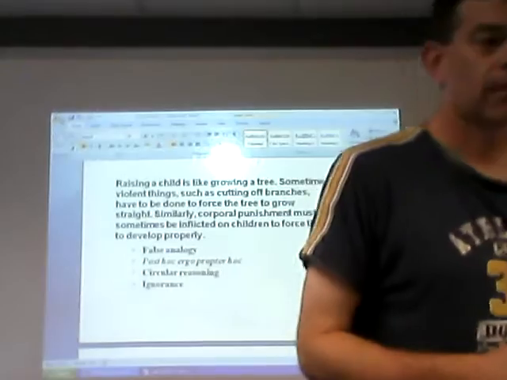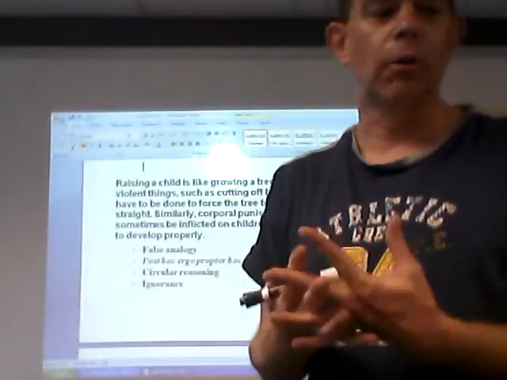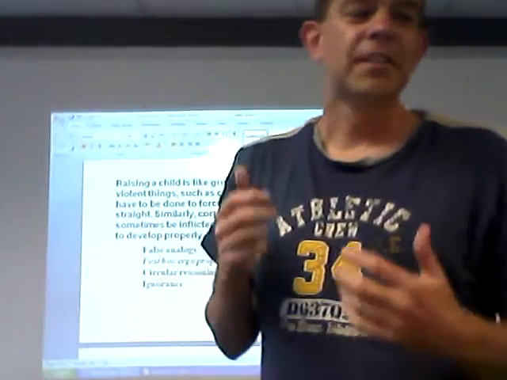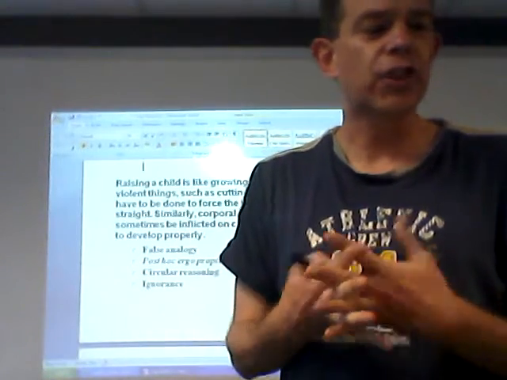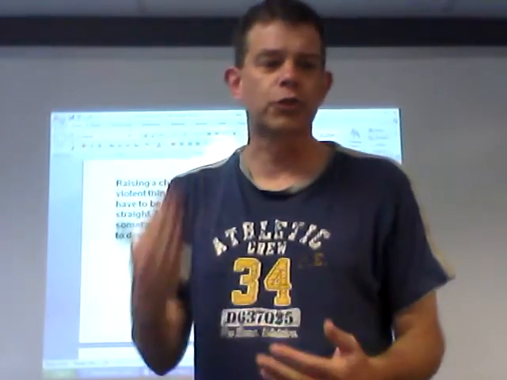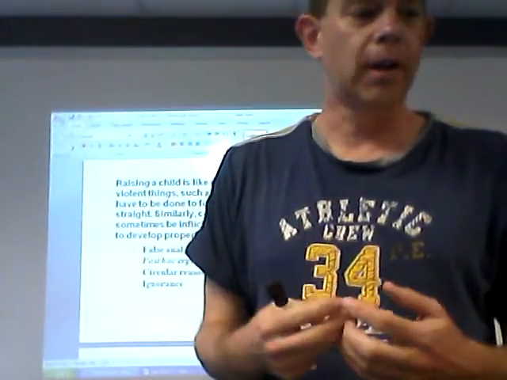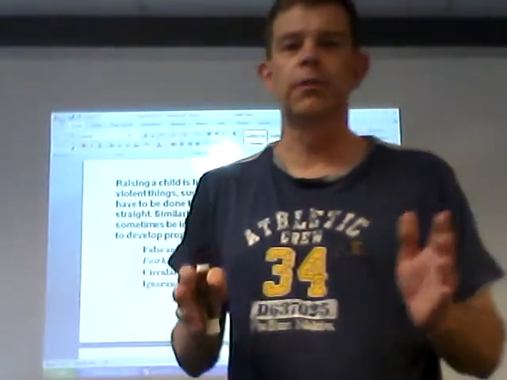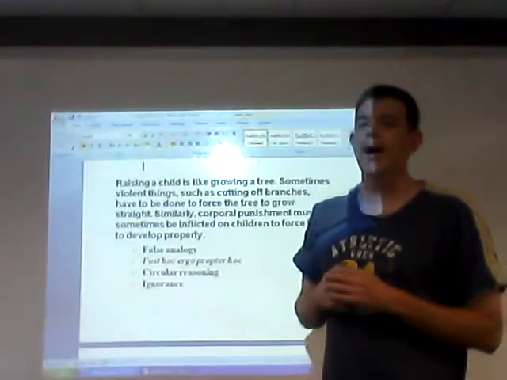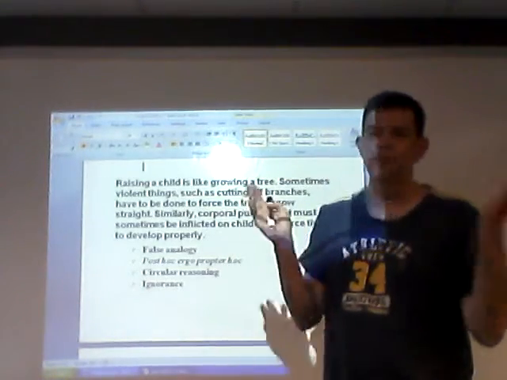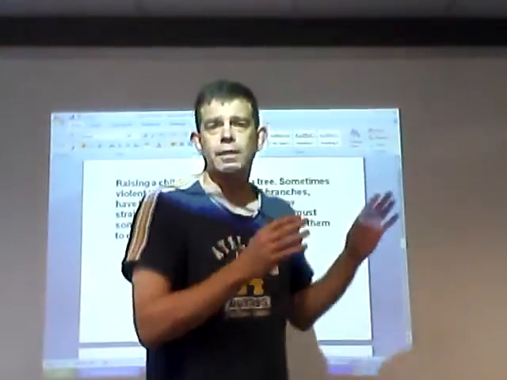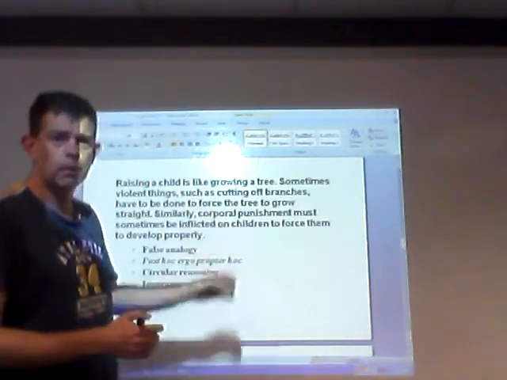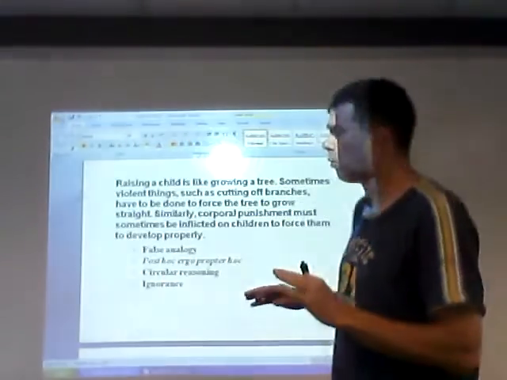It says, raising a child is like growing a tree. Isn't that nice? If only it were that simple. Sometimes violent things, such as cutting off branches, have to be done to force the tree to grow straight. Similarly, corporal punishment must sometimes be inflicted on children to force them to develop properly. Now, whether or not you agree with corporal punishment, I don't, it is not the issue here. The issue is what's wrong with this particular statement. This is a pretty straightforward one as well.